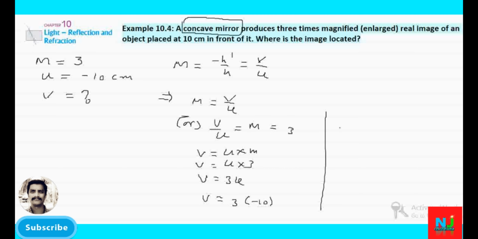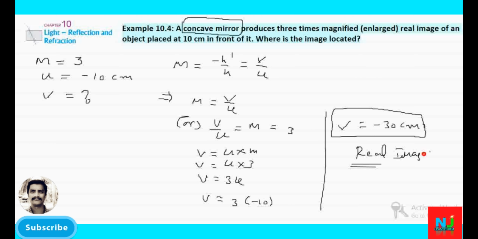So finally what did you get? Object distance is equal to minus 10 centimeter, then image distance is equal to minus 30 centimeter. Remember, it is a real image. It is also given that it is a real image. The negative sign shows that in front of the mirror itself the image is formed at a distance of 30 centimeter from the pole of the concave mirror. So like that, a simple problem can be solved by using the formula of magnification.